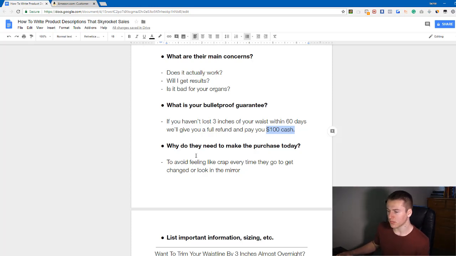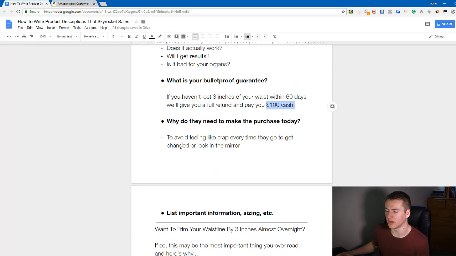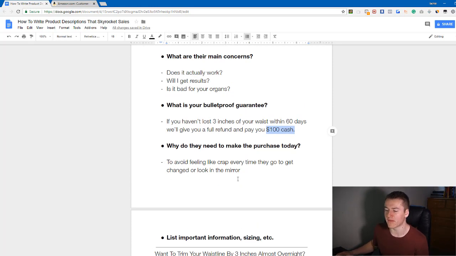Okay, let's move on. Why do they need to make the purchase today? To avoid feeling like crap every time they go and get changed or look in the mirror. Because that's what they do. They actually feel that. When they go and get changed, they don't want to look in the mirror because they feel uncomfortable and insecure about their body shape. So that's why they need to purchase today. So we're not using a stock thing here. We probably will use a little bit of that going down here, but that's the main one.